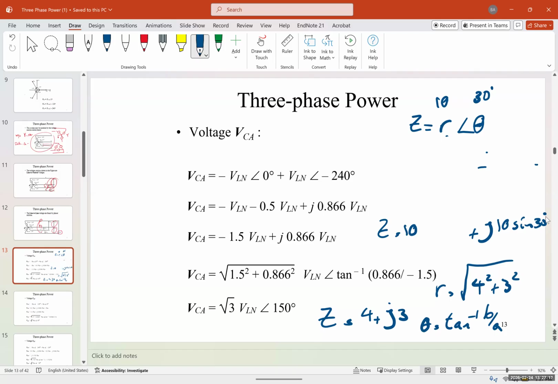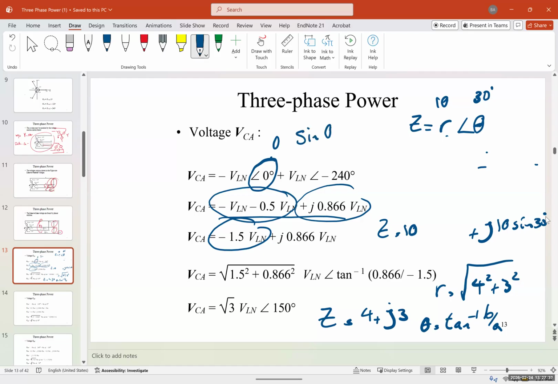Now here what we did when we added these two, real parts would be added together. So -1 minus 0.5 gives us -1.5. And the imaginary parts are added together. Now the imaginary part of this first term was 0 because sine of 0 degrees is what? 0. Therefore, J sine of that would be 0. So the first term doesn't have an imaginary part. Only the second term has an imaginary part. Now, when we added that, the final answer would be this.